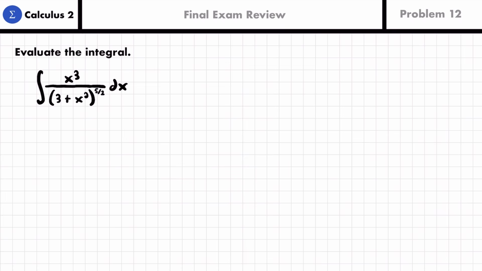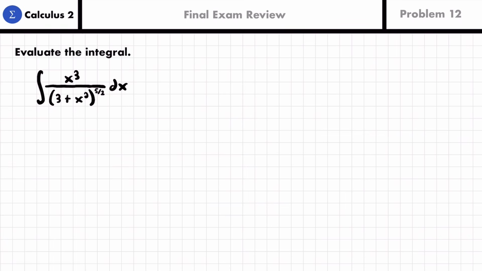For problem 12, we want to evaluate the integral, and we've been given the integral of x cubed divided by the quantity 3 plus x squared to the power of 5/2. And we're not told what method of integration to use here. We have to figure that out ourselves. So looking at this expression that we have to integrate, what integration methods might make sense to use? Because just by looking at this expression, it doesn't really line up with any of our basic integration rules, right? We can't use anything like the power rule of integration here.